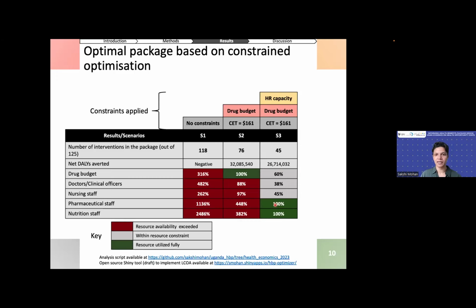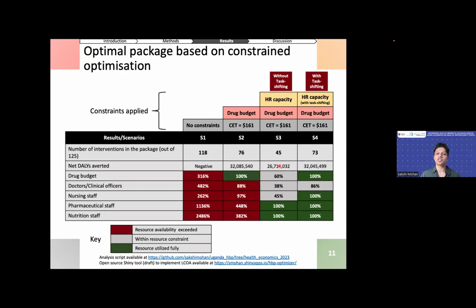staff capacity. We therefore ran one other scenario, acknowledging that there is some task shifting that takes place in constrained environments between pharmacists and nurses. That is, other cadres are able to dispense drugs when pharmacists are not available. And so we have this with task shifting scenario where we have 73 interventions. The system is averting 32 million net DALYs, and we're now using the resources available much more fully.